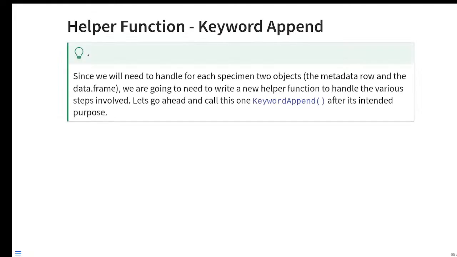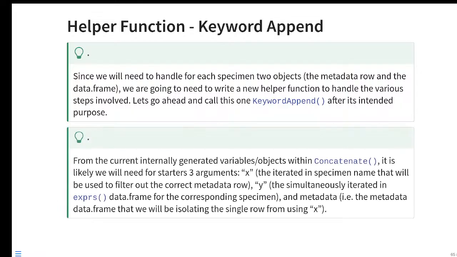Since we're going to need to do this on a per specimen basis, and we want to pass not only these values from the metadata that need to be appended, but also the actual data frame to which those new values will be appended as new columns, there are 2 things we need to work with at the same time: the metadata row and the data frame. So this is one of those situations where it's easier if we just go ahead and write a new smaller helper function that's able to do these steps and return to us a single object. So let's go ahead and create this new function in its own little code block. We'll call this the keyword append function, after its intended purpose.